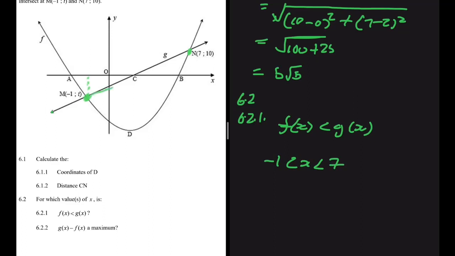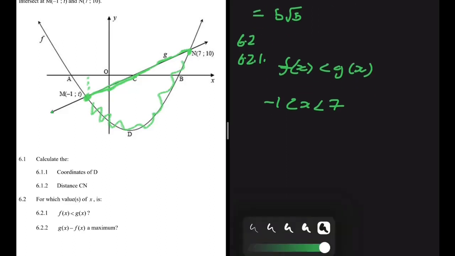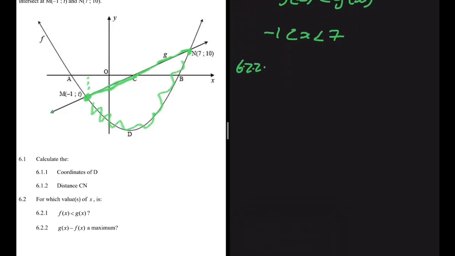You can see clearly here that our graph g of x is above f of x, right? Yeah, so that's what we're talking about there. And then 6.2.2 is saying let's find for which values of x is g of x minus f of x a maximum, right?